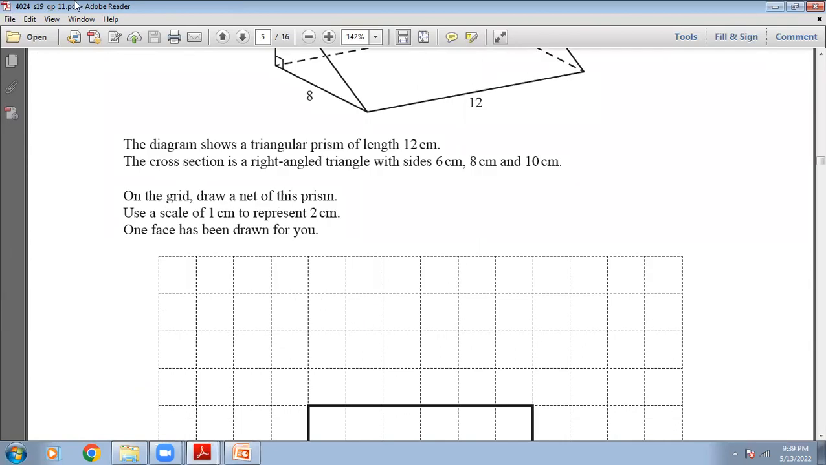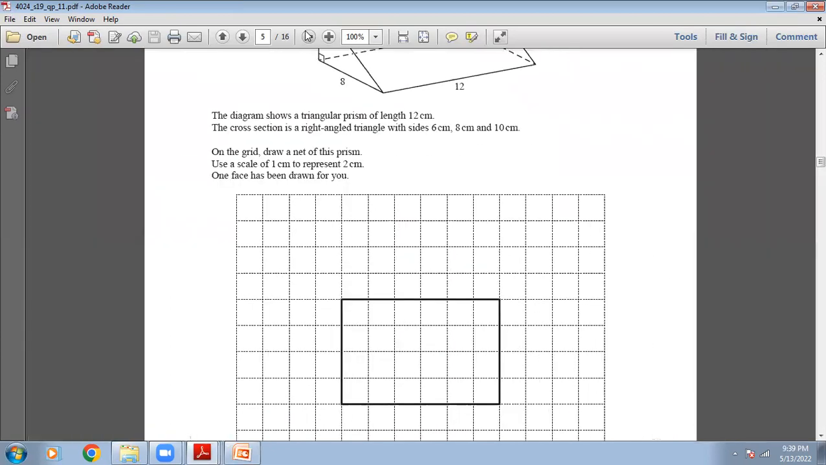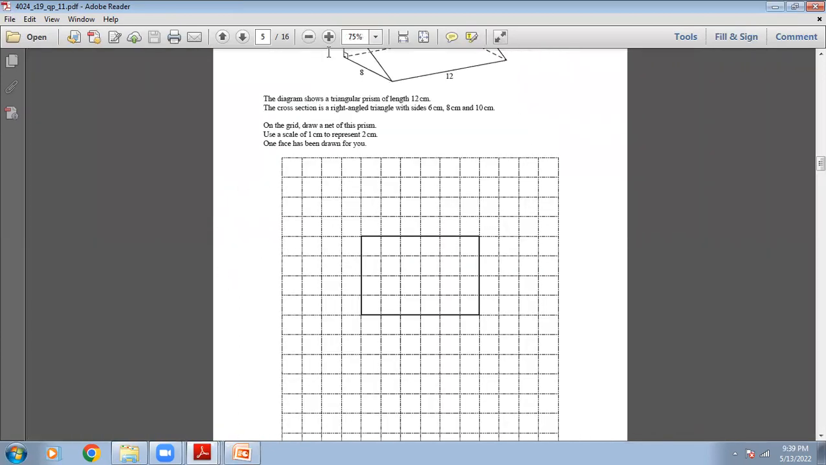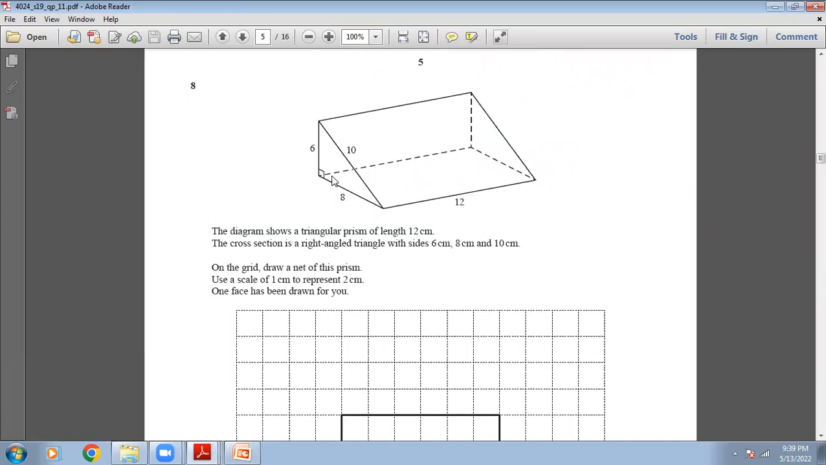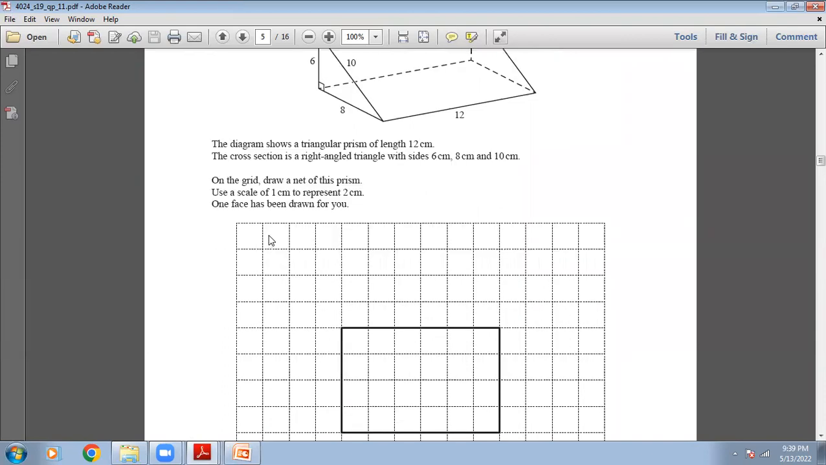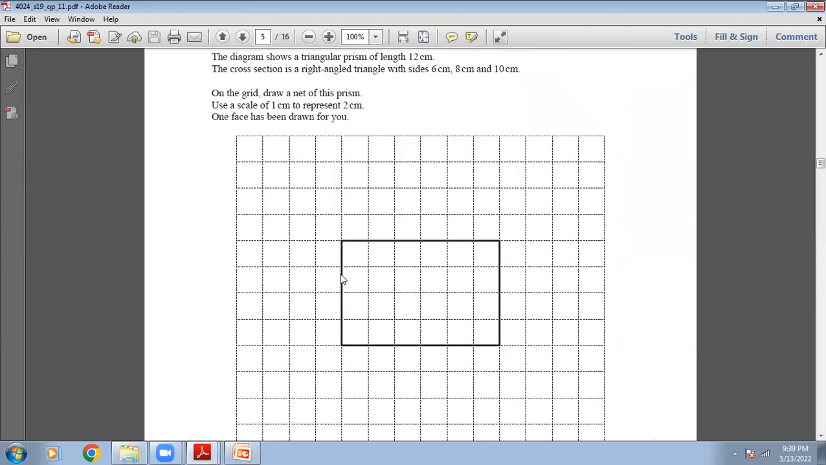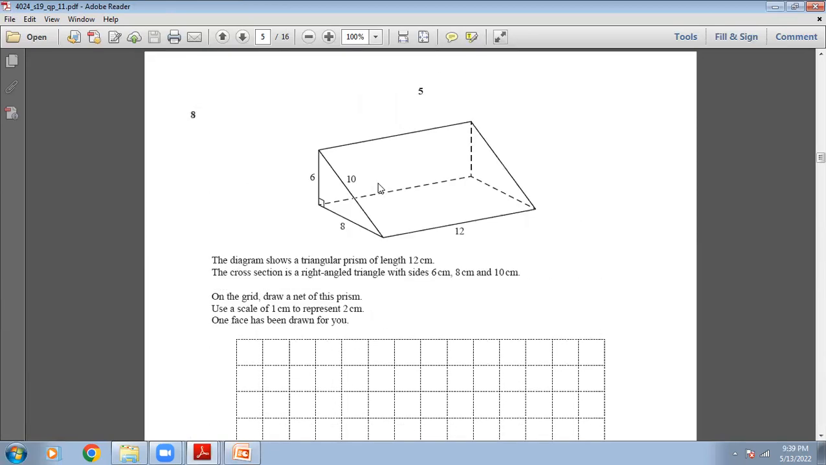Use a scale of 1 centimeter to represent 2 centimeters. One face has been drawn. So this floor, this bottom of this ramp has already been there. 1, 2, 3, 4. This means 8. 1, 2, 3, 4, 5, 6. This means 12. So this bottom has been already there.